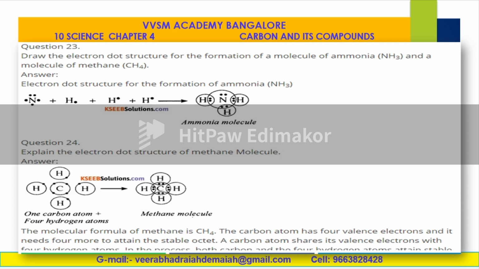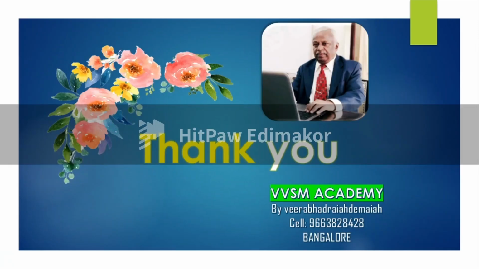Now coming to this, explain the electron dot structure of methane. Methane has the formula CH4. So carbon has a tetravalency. When one electron is shared with hydrogen, and substitution is done with chlorine, it gives monochloromethane, dichloromethane, trichloromethane, and tetrachloromethane respectively. These are called substitution products. This will be discussed in the previous class.